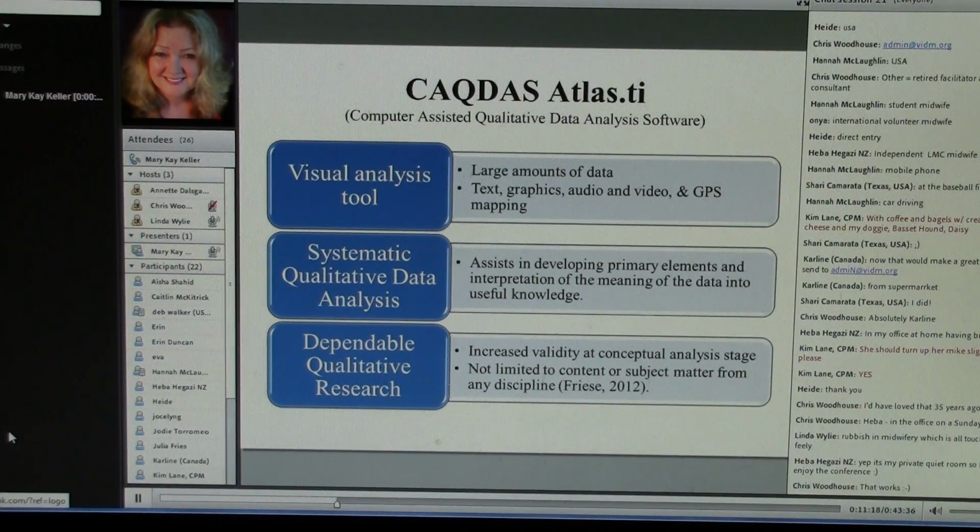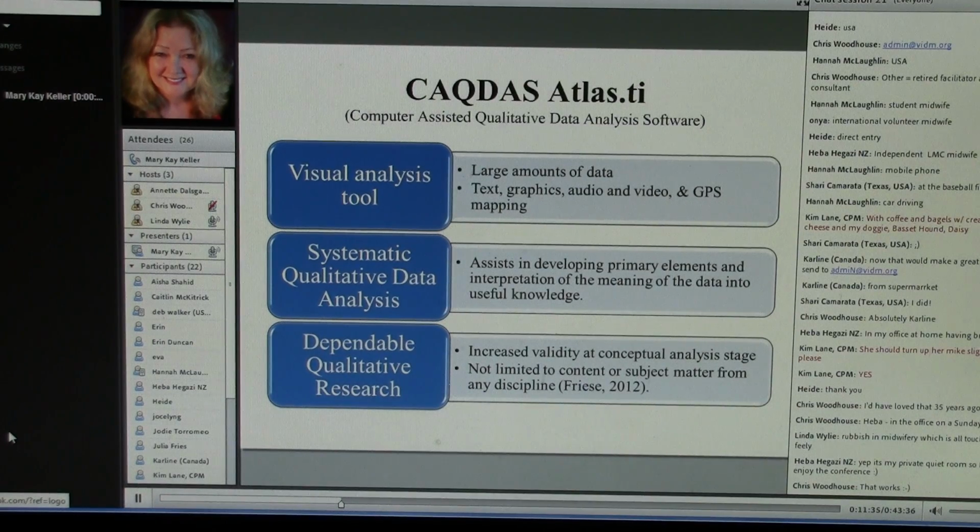The Atlas.ti people have extensive YouTube videos. You can sit down and go piece by piece through it and train yourself on how to use it. I really enjoyed using it. At that particular time, I did not analyze the video through it. That was done by hand.